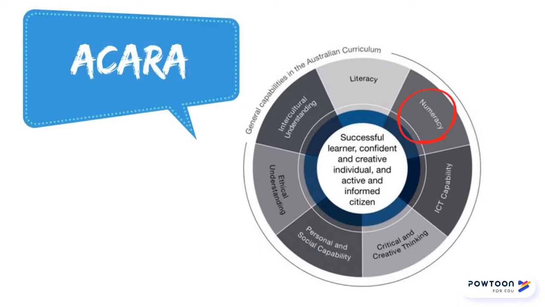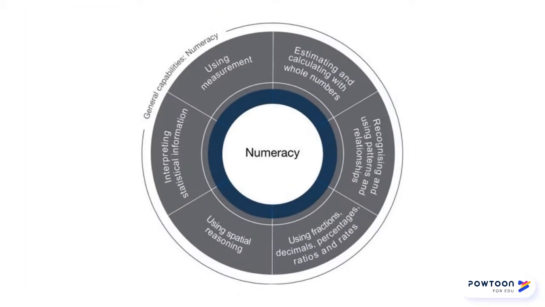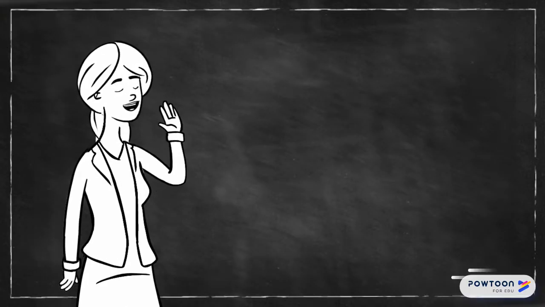Similar to literacy, numeracy can also be seen across many learning areas. ACARA states that numeracy is also a general capability and encompasses 6 core elements. These elements are using measurement, estimating and calculating with whole numbers, recognizing and using patterns and relationships, using fractions, decimals, percentages, ratios, and rates, using spatial reasoning, interpreting statistical information, and using measurement.